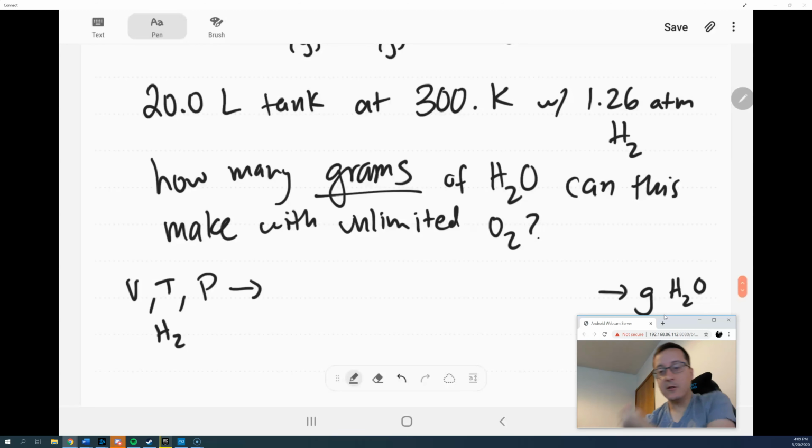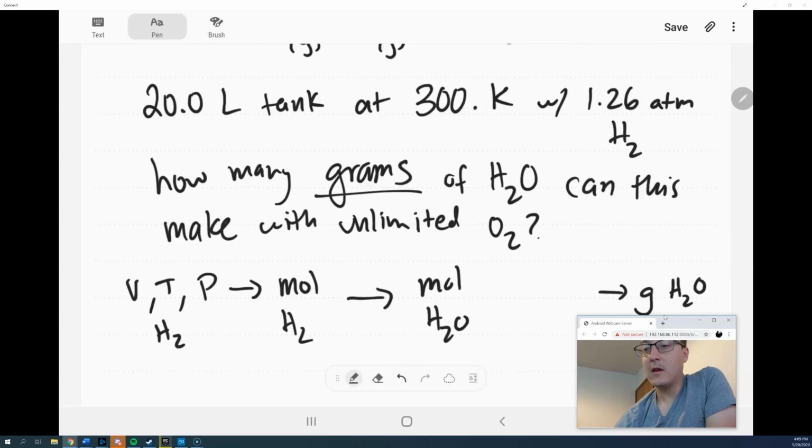Yes, so we are certainly going to do that. So first thing we're going to do is get moles of hydrogen. And from that, we're going to get moles of water. And then from there, that's from where we can get our grams of water. Right? We're using whatever quantities we're given to find moles. From that, we use our coefficients. And then whatever moles of our desired substance we have, we're going to use the appropriate conversion to get it into whatever unit we want. So in this case, we want grams of water, and we're starting with gas quantities.